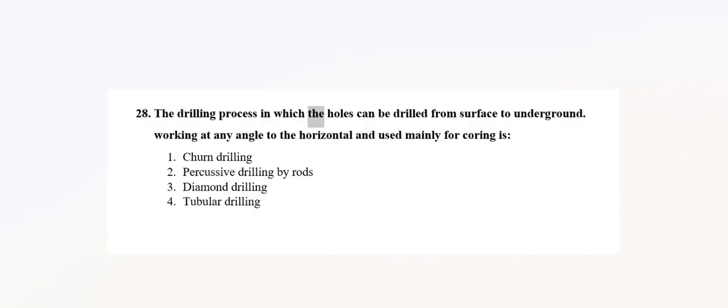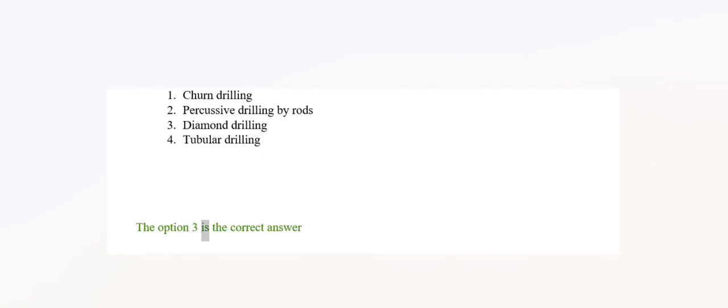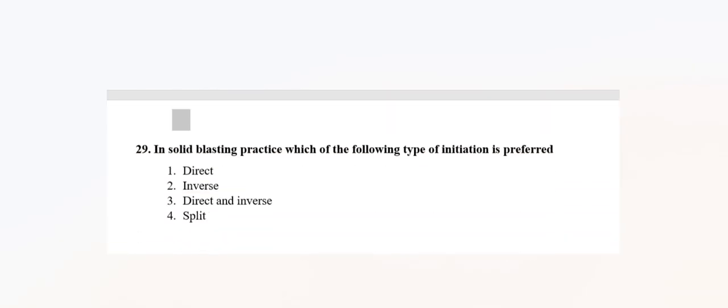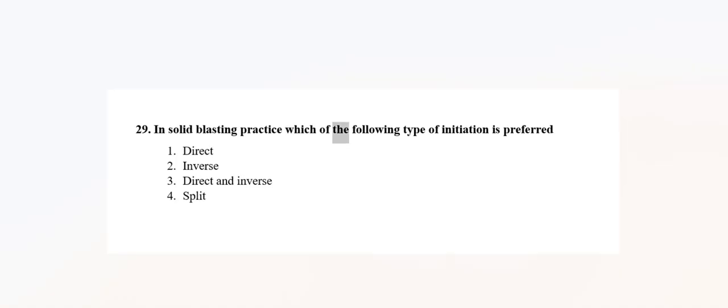28. The drilling process in which the holes can be drilled from surface to underground, working at any angle to the horizontal and used mainly for coring is churn drilling, percussive drilling by rods, diamond drilling, tubular drilling. The option 3 is the correct answer. 29. In solid blasting practice, which of the following type of initiation is preferred? Direct, inverse, direct and inverse, split. The option 2 is the correct answer.